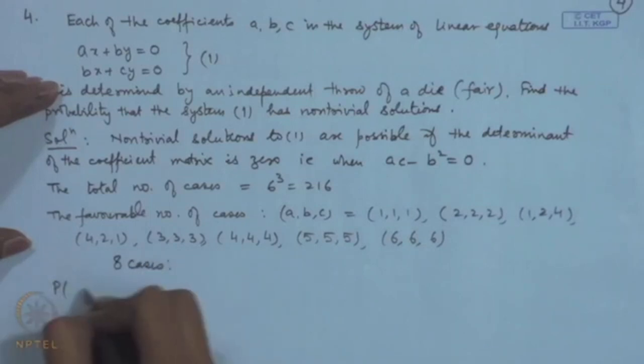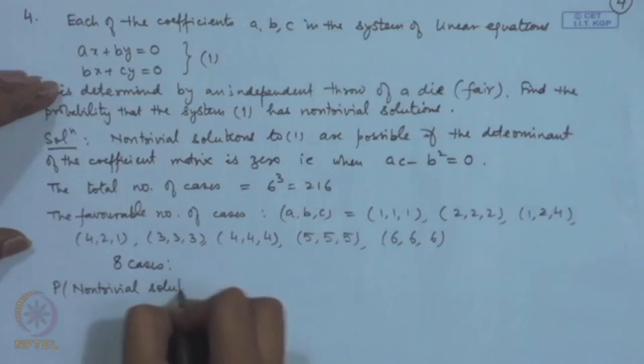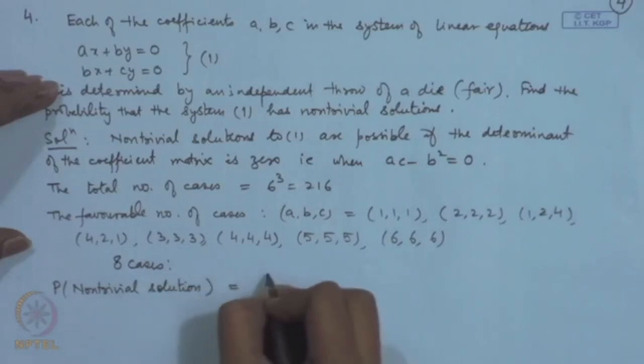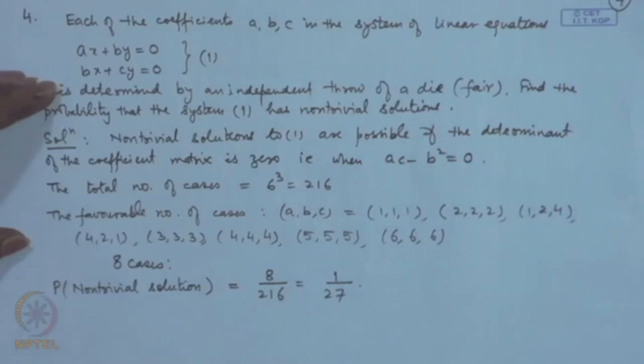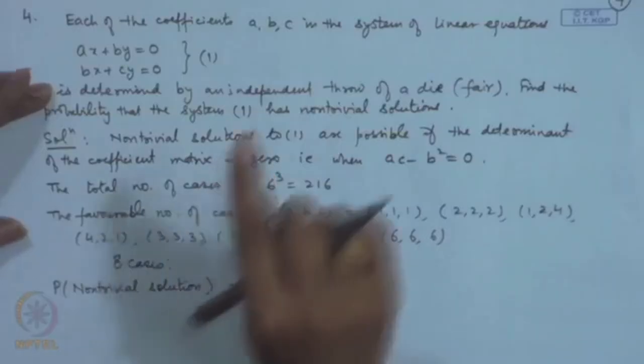So, probability of the system has non-trivial solution will be equal to 8 by 216, that is equal to 1 by 27. So, there is a 1 in 27 chance that the system will have non-trivial solutions. In all other cases, the system is going to have trivial solutions. Here you observe, we have made the assumption that the die is fair, that means each face has the same probability of coming up. The throws of the dice are considered to be independent, and we have just applied the classical definition of probability for evaluation of this particular probability.